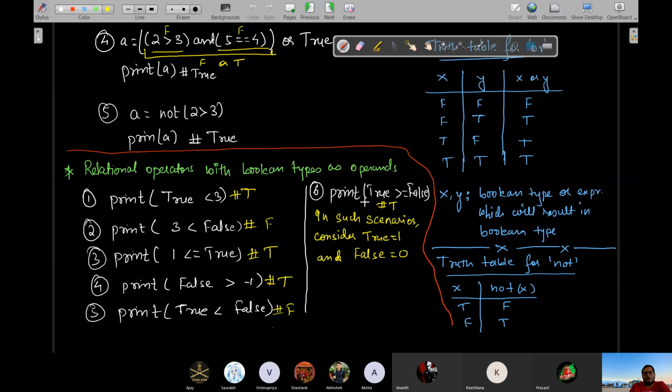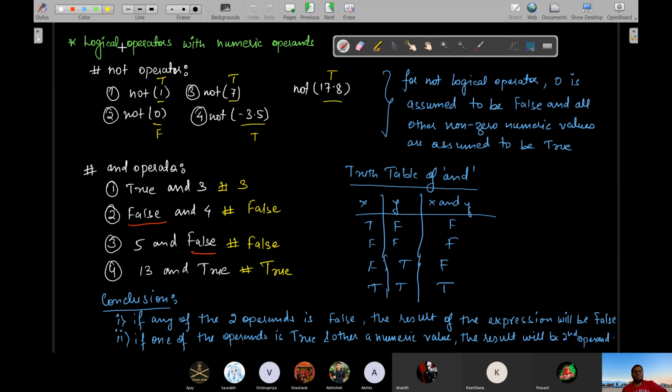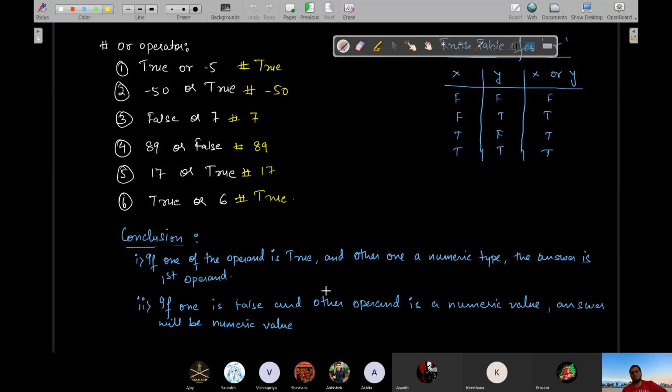Now when your relational operators involve boolean types, तब उस केस में क्या आउटपुट होगा वो हम लोग देख लिए हैं. If logical operators involve numeric types, then what will be the output in case of each of the operators we have seen? No logic as such. Remember the behavior. That will help you solve the questions.